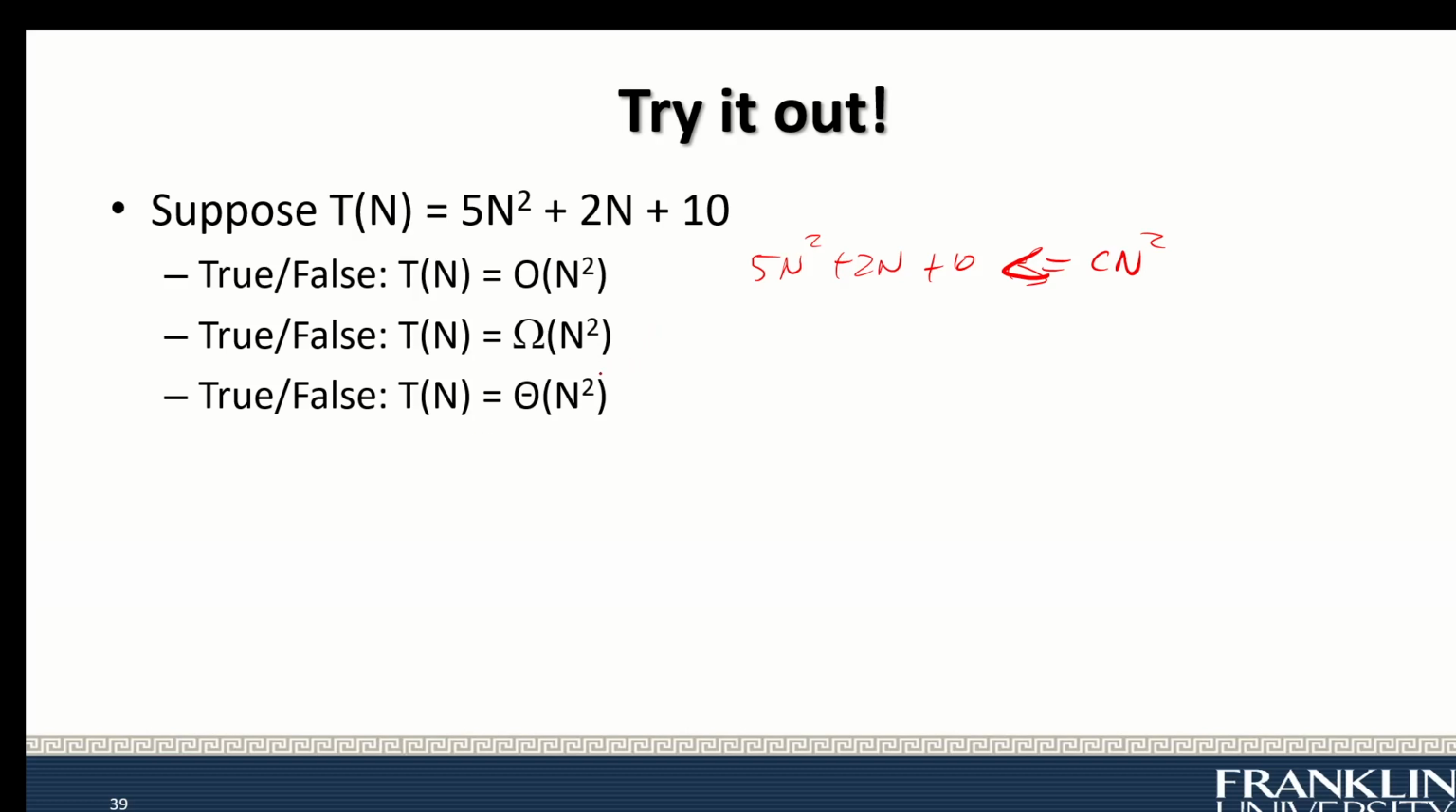And is T(n) equal to omega(n squared)? That is, is 5n squared plus 2n plus 10, instead of less than, greater than or equal to some constant times n squared? Well, if c is 1, then this statement will be true. 5n squared plus 2n plus 10 is greater than that, so this is also true. Finally, is T(n) theta(n squared)? Yes, that's true, because T(n) is O(n squared) and T(n) is omega(n squared), so T(n) is theta(n squared).